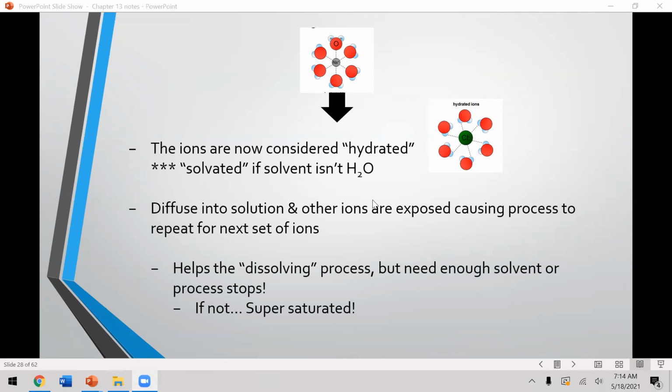But you do need enough solvent to keep this process going, or you're going to have a supersaturated solution. So if you still have waters left over that could hydrate, that's an unsaturated. If you have just enough water, that's a saturated. But if you have more ions than what you have water, it's supersaturated. And that's why those crystals fall out, because they're not hydrated. They're not actually dissolved.